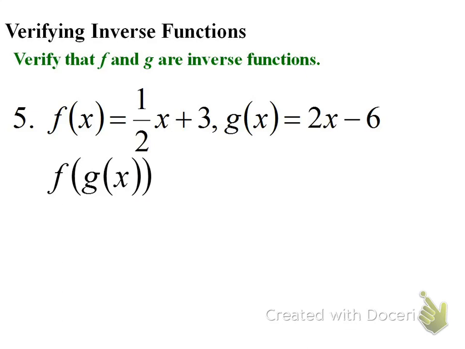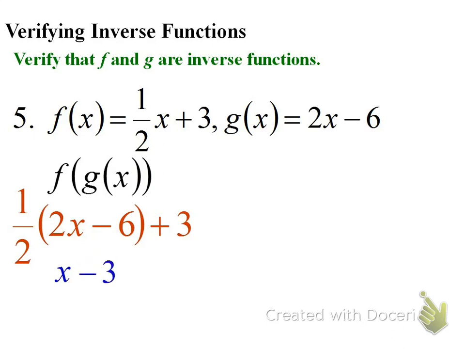Alright, so I'm going to start by plugging the g function in for the x value in the f function. So I'm going to start with 2x minus 6. I'm plugging it in to 1/2 x plus 3 for the x. Now, you'll distribute that 1/2. That'll give you x minus 3 plus 3. We've already sort of done this part. We know it gives us x.